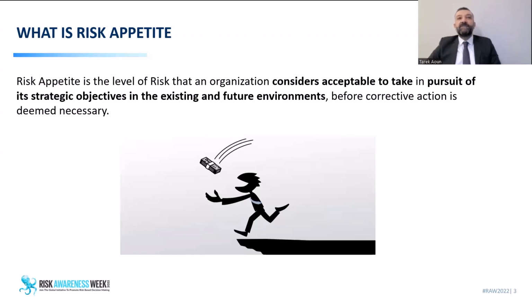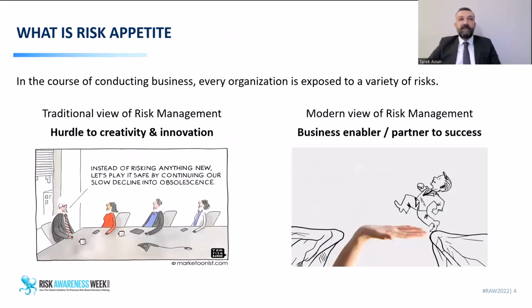The three takeaways from this definition are: it is a subjective exercise where each company considers what is acceptable and what is not. It is a forward-looking exercise in the sense that it should also cover the intended trajectory the organization is embarked on. And if the risk appetite is breached, corrective action is necessary. So we will explore all of this in greater detail as we move forward. Let us start with the basics.